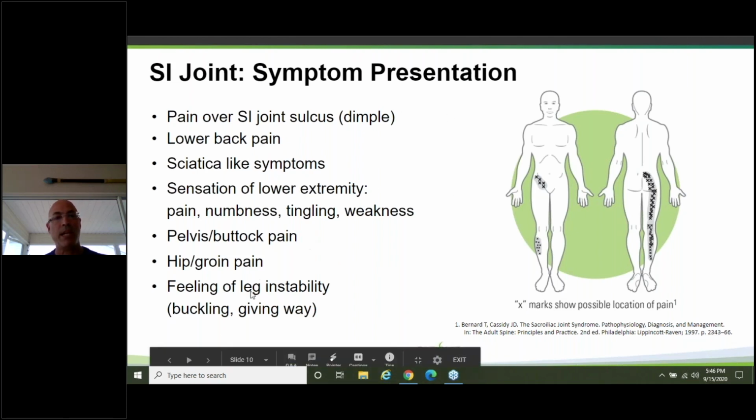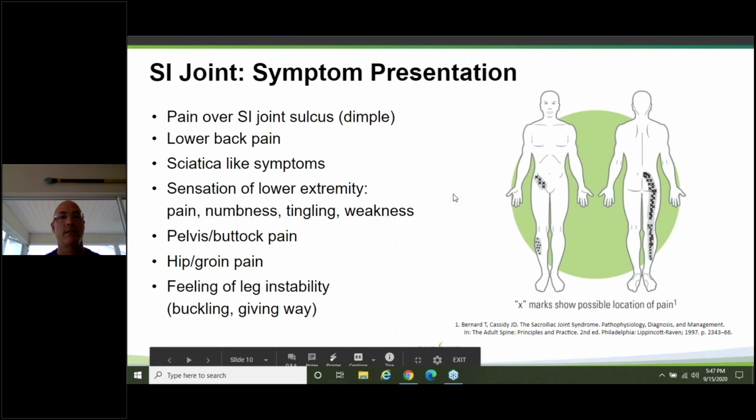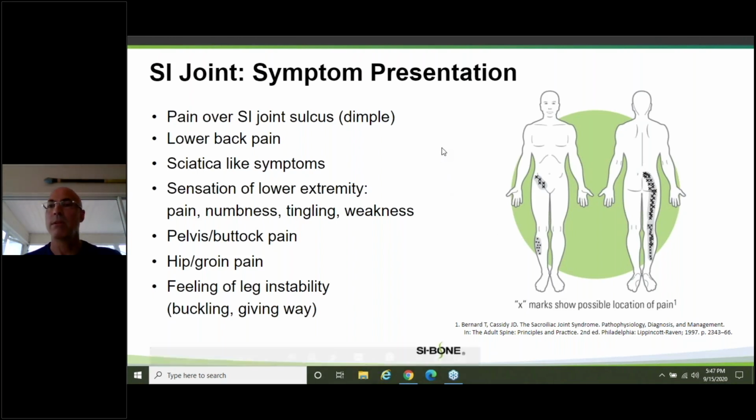Another one I see commonly is patients with a feeling of leg instability, buckling, giving way. I see patients even fall frequently because the base of the spine isn't properly supported. That's one that is unexpected to me, but you can see frequent falls with sacroiliac dysfunction. Other symptoms, and I think we know there's a lot of overlapping symptoms: pain, numbness, tingling, weakness. All of these things are perhaps some of what you may be feeling.